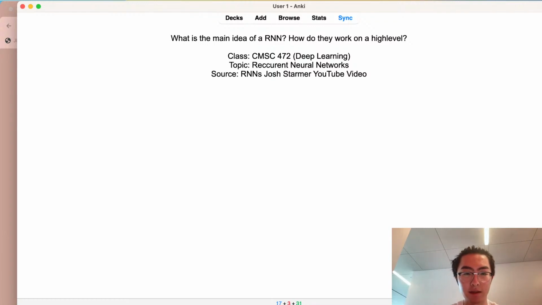What is the main idea of a recurrent neural network? How do they work on a high level? The main idea is a way of constructing a neural network that can take in multiple sized inputs. The way you could do that is you copy and paste the same stage or network multiple times through the process of unrolling, and there's a feedback loop that passes the output of one layer to the next unrolled layer.